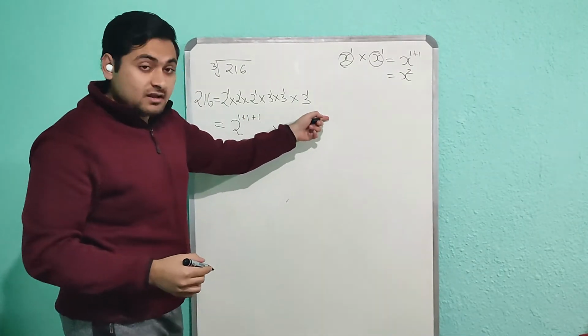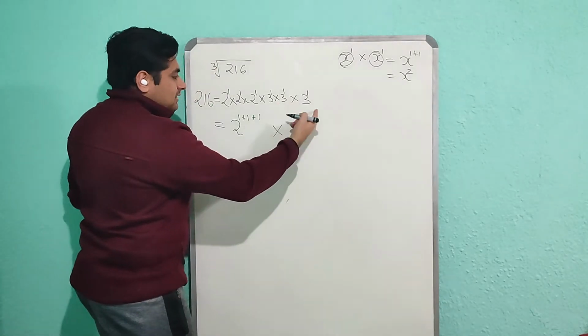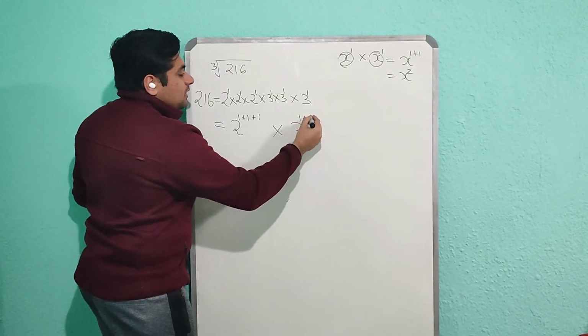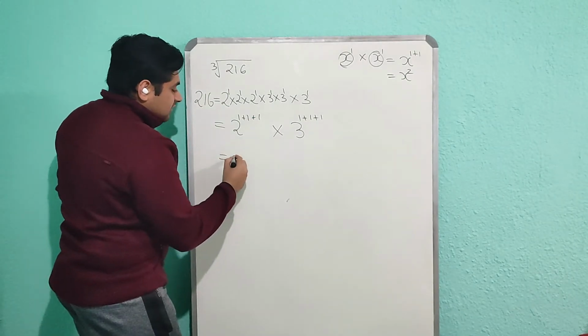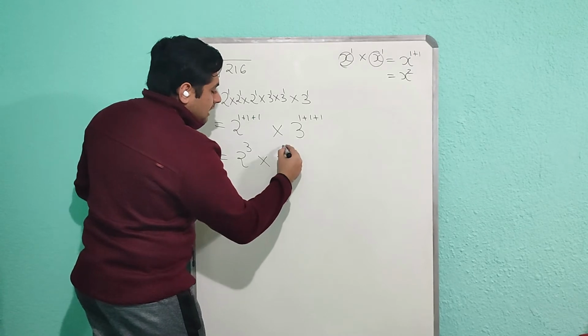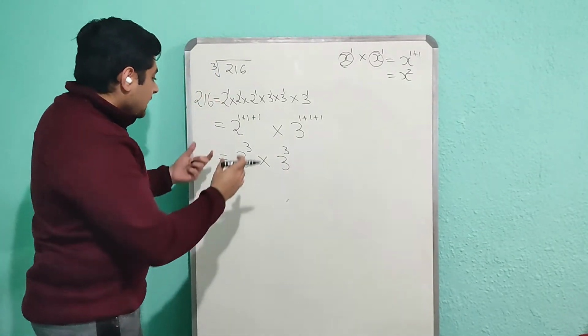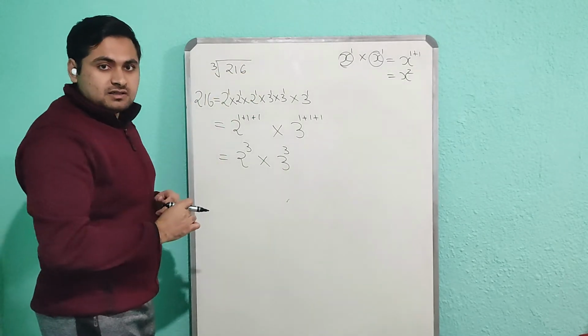Now we move on to 3. We can see we have 3 threes. So we need to write the base. 3 is the same base, right? And simply add the exponents. 1 plus 1 plus 1, right? So if we simplify this further, we get 2 to the power of 3 times 3 to the power of 3, right? Now once we have simplified this, let's go and put this in place of 216.